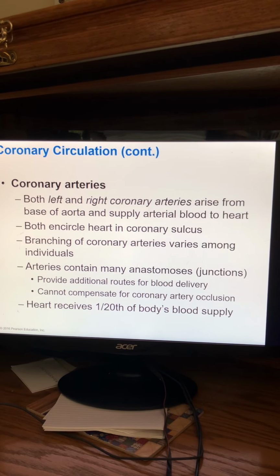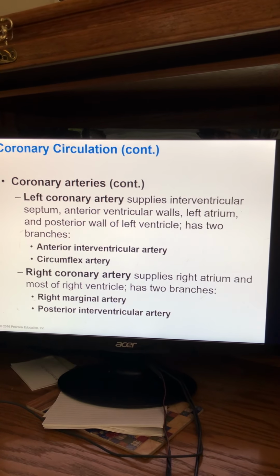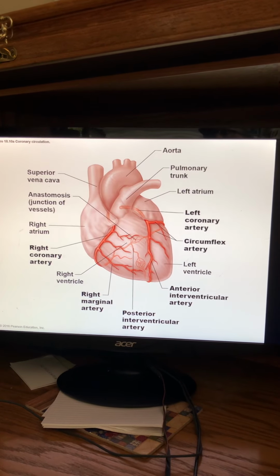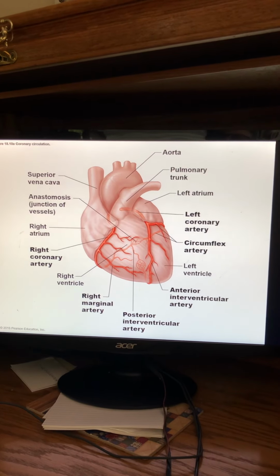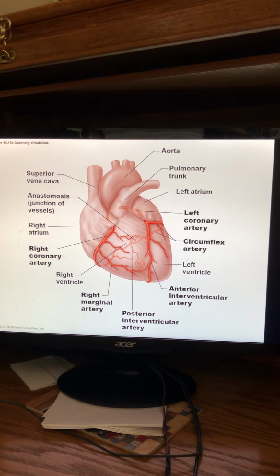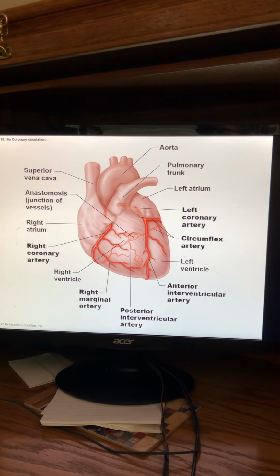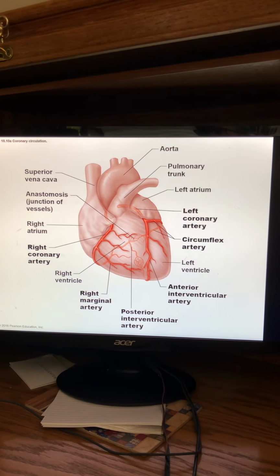And so the coronary arteries are the two that are going to be the first two branches off of these. Just stop it for a second.